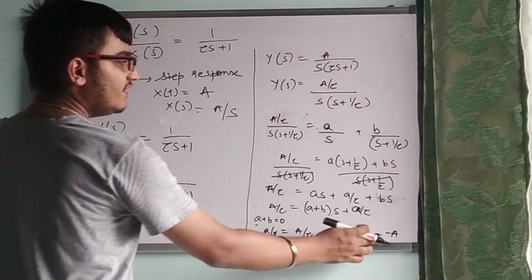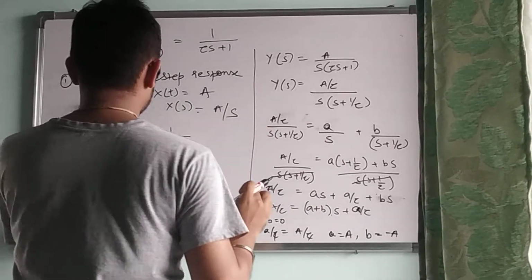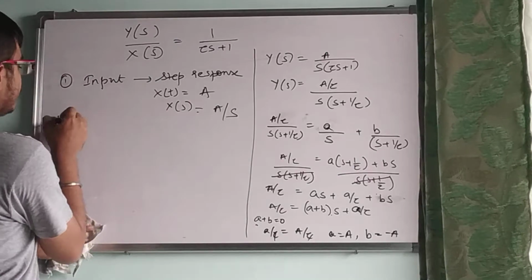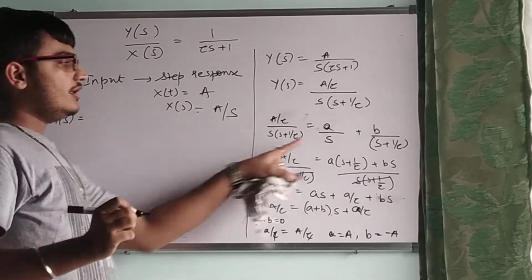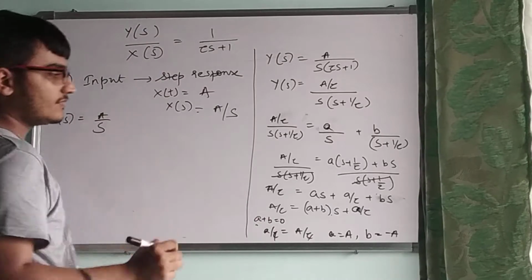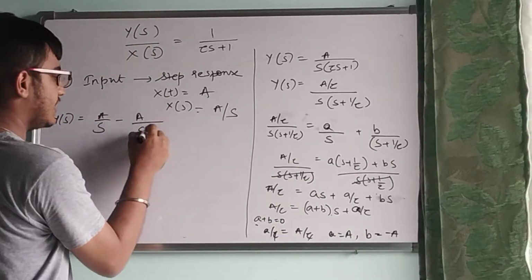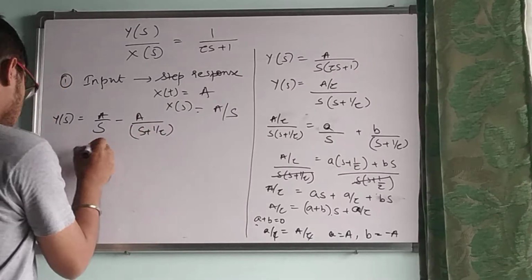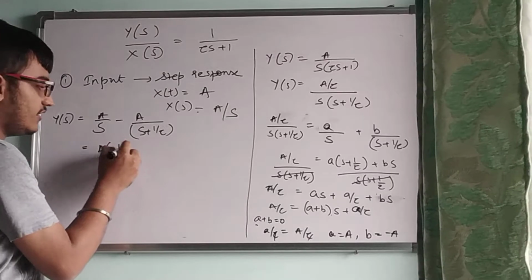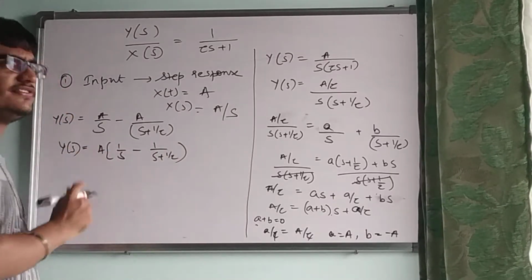Now you substitute this a and b value in this function, and you get Y(s) is equal to a/s. What is the a value? Capital A/s. What is the b value? Minus capital A, so minus A/(s + 1/τ). So A you can take common: 1/s minus 1/(s + 1/τ). This is your Y(s).